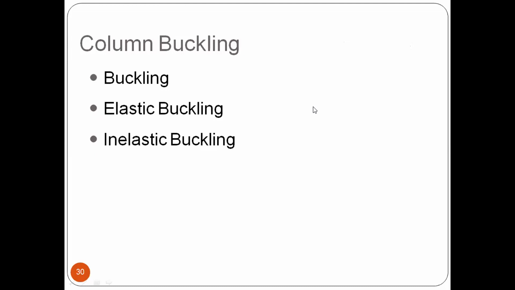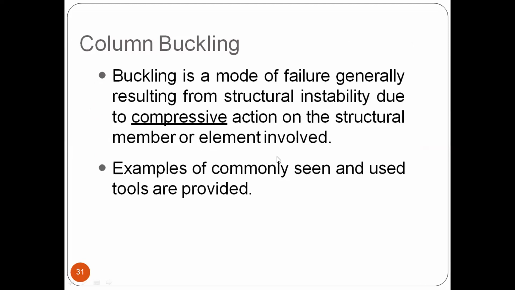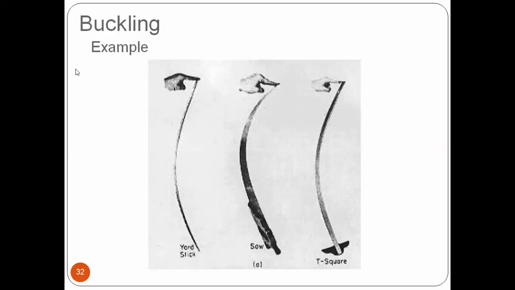And column buckling. Buckling is a general term, and there are elastic and inelastic bucklings also. Let me show you column buckling in terms of pictures. See here, buckling is the mode of failure generally resulting from structural instability. So basically, buckling will happen only due to structural instability. If the structure is stable, the load passes through its axis only, and there is no chance of buckling in the column. But practically that may not be possible. Let me show you with examples.